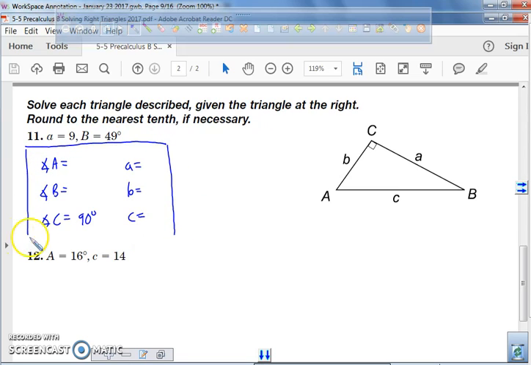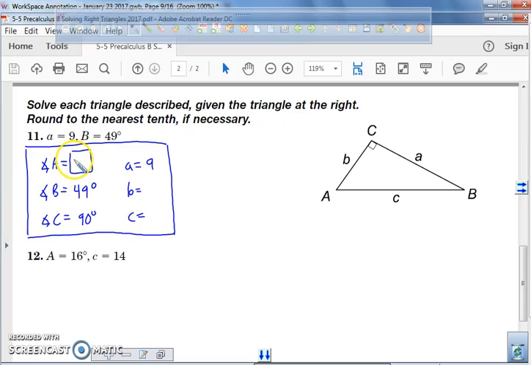Now, every single one of these problems, they've given us certain pieces of information. In this particular triangle, they said lowercase a was 9 units. They said capital B is 49 degrees, which makes it very easy to find capital A, because the 49 degrees and whatever number we put in here have to add up to 90, because we already have 90 degrees. A and B will always be complementary.